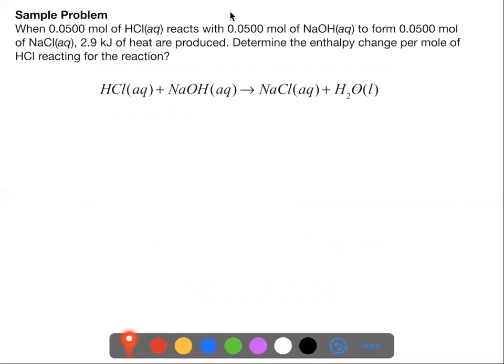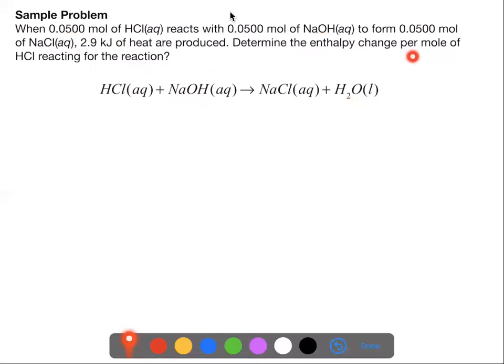So let's try one more problem. And in this problem, we're going to start with 0.05 moles of HCl and react that with 0.05 moles of sodium hydroxide to form sodium chloride and water. And if we perform this reaction, it was measured that 2.9 kilojoules of heat are produced when we react 0.05 moles of HCl with 0.05 moles of sodium hydroxide. So now the question is, what is the enthalpy change per mole of HCl?